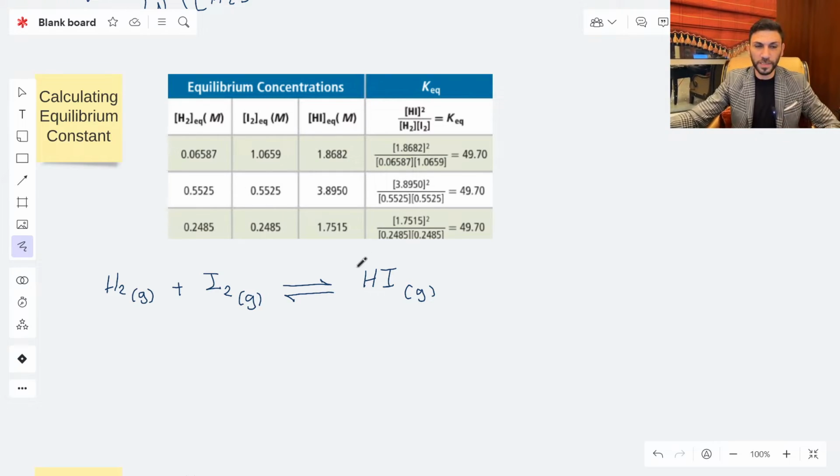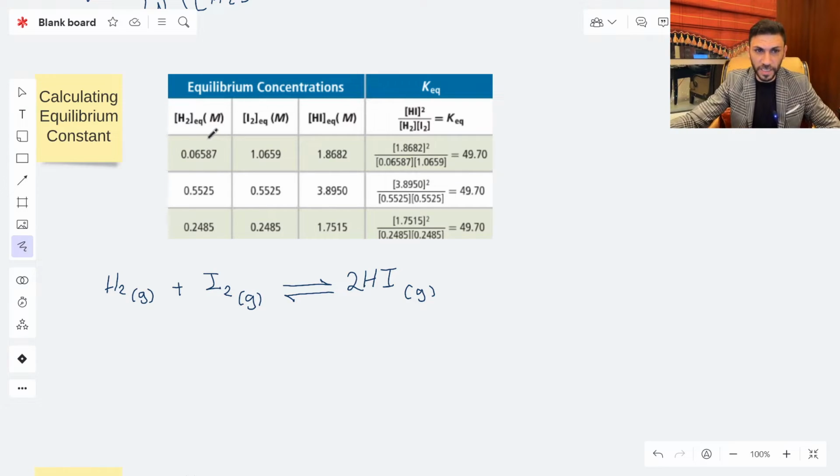First thing, we need to balance this chemical reaction. We have here 2 hydrogens, 1 hydrogen, 2 iodine, 1 iodine. So I'm going to multiply the HI by 2. Now it's balanced. To write the expression, as you can see here, the Keq, or the equilibrium constant, equals HI to the power of 2 divided by the concentration of H2 multiplied by the concentration of I2.